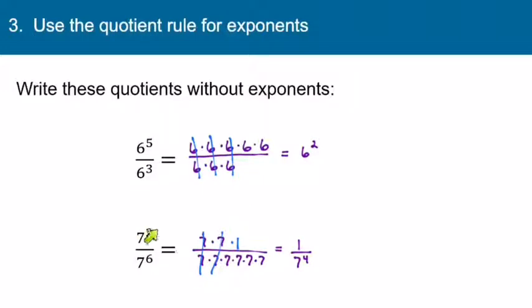So from this little demonstration, you can probably see what the quotient rule is going to need to be. To divide exponential expressions with the same base, we just have to subtract the exponents. So notice that 5 minus 3 makes 2. And I started with the 5 because 5 is the larger number. And the thing is that we always want to leave our answer with positive exponents. So we say 5 minus 3 is 2. This one's positive, so that's fine.